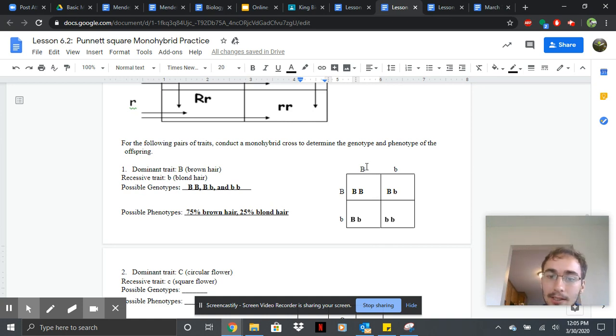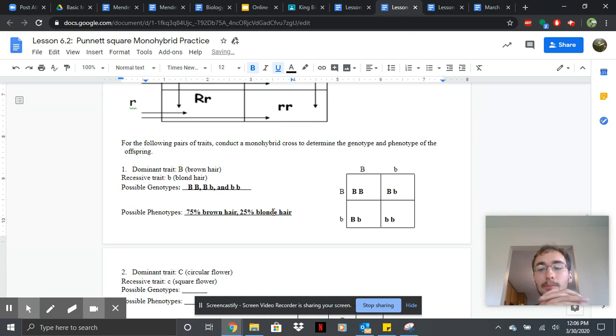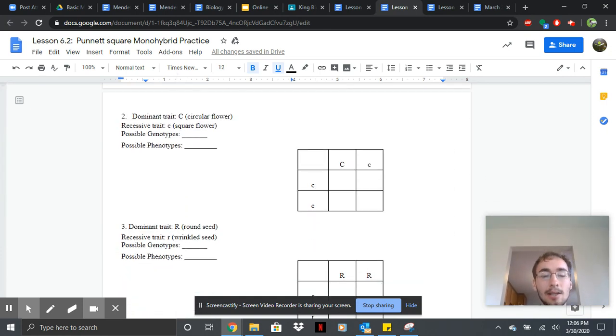If you do the cross, as you can see, whenever a kid has a capital letter, they're going to get brown hair. But if they have two lowercase b's, they're going to get blonde hair. Blonde is recessive, and that's usually why blonde hair is more rare, because if you ever have a dominant allele, you're going to get brown hair. Okay, so this next one is based on flowers. You're going to fill out the Punnett square, and then tell me what the kids are going to have, like capital C or lowercase c, and then tell me what the flower is going to look like. Are they going to be circular or square?